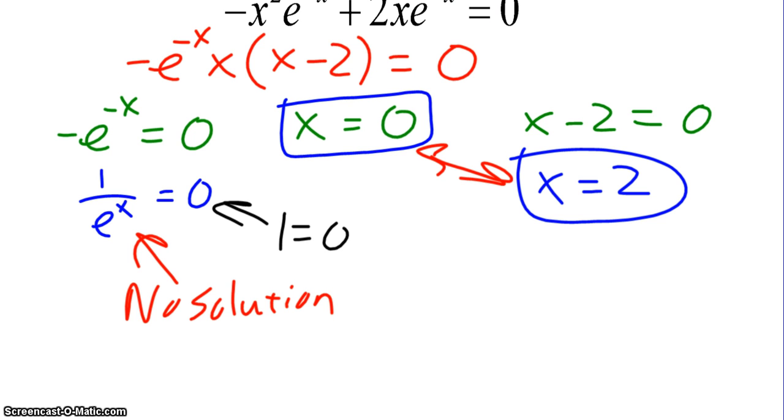Another thought process is back up here. If I try to rewrite this as a log, I end up with the natural log of e to the negative x equals the natural log of 0. But I can't take the natural log of 0. So that's another reason why I know it's going to be no solution. So it's not no solution to the entire equation. Your answers are x equals 0 and x equals 2, but the part on the left did not give us a solution.